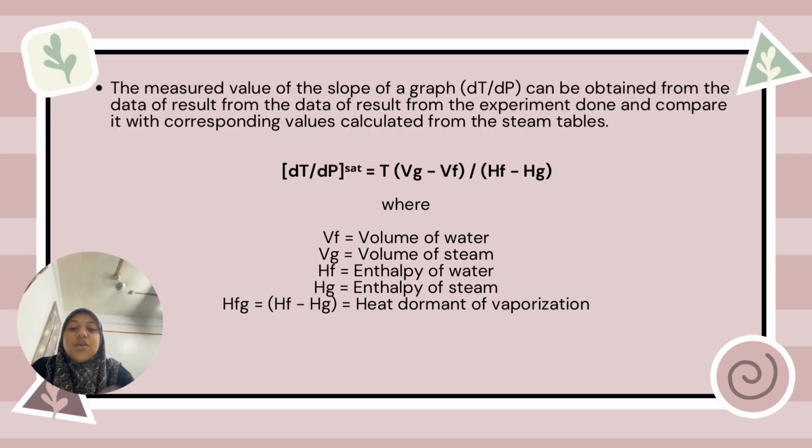The measured value of the slope of a graph, which is dT over dP, can be obtained from the data of the experiment and compared with the corresponding values calculated from the steam tables. Here is the formula: dT over dP saturated equals T(Vg minus Vf) over Hfg, where Vf is the volume of water, Vg is the volume of steam, Hf is the enthalpy of water, Hg is the enthalpy of steam, and Hfg, which is Hg minus Hf, is the latent heat of vaporization.